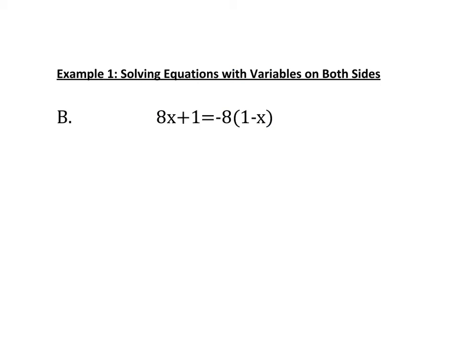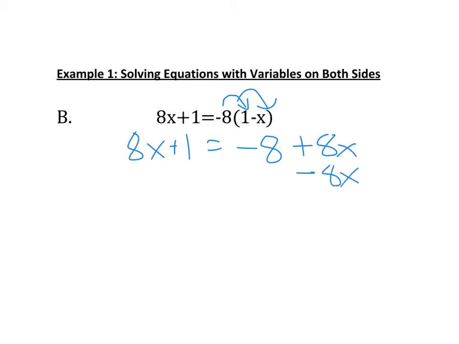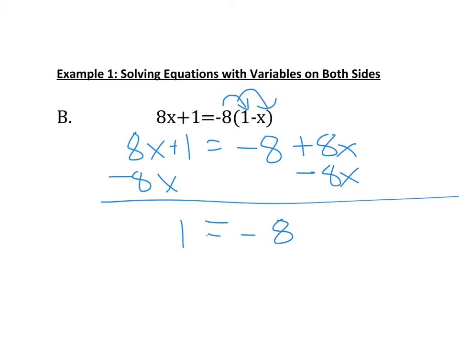Okay, if we look at this second example, the first thing we want to do is distribute. Negative 8 times 1, and negative 8 times a negative x would be plus 8x. Do you remember that the negative sign goes along with the number? Once we get to this point, we look to solve by using our inverse. In this case, when we subtract that 8x, it's going to leave us with 1 equals negative 8. So 1 does not equal negative 8, so this is going to be no solution.